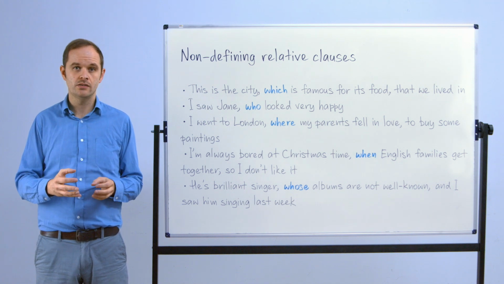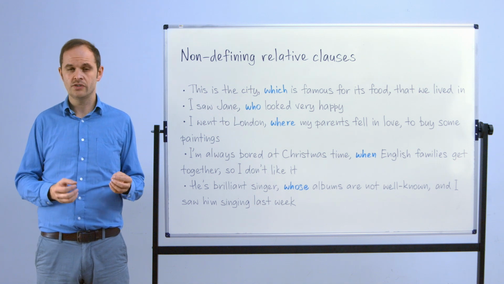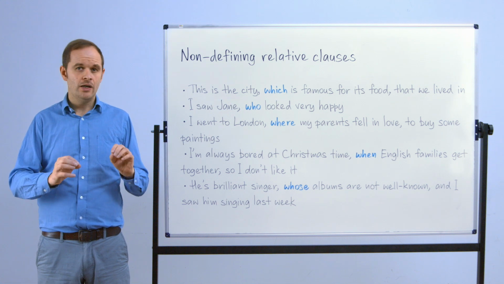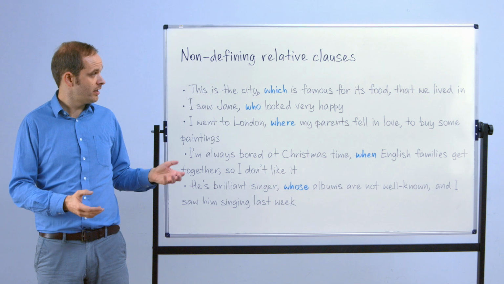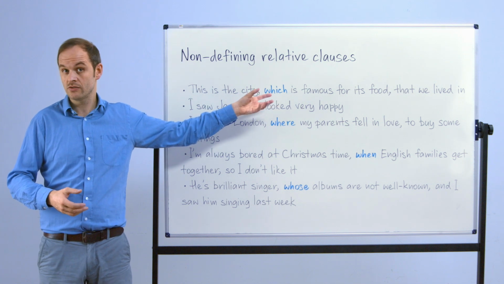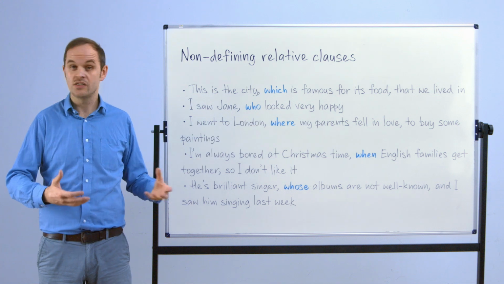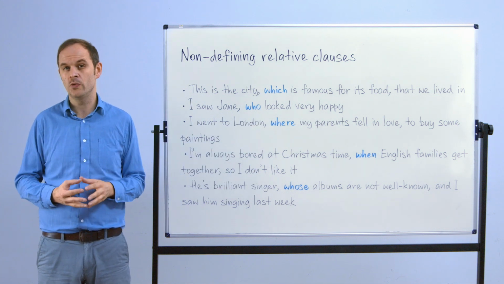So far in the lesson, we've looked at how we use defining relative clauses to explain exactly what something is. Now we're going to look at something that's called non-defining relative clauses. We can use these to add extra information to sentences. Now, they behave very similarly to defining relative clauses in that we use which to describe things, we use who to describe people, we use where for places, when for times, and whose for possessions, the things that people own.